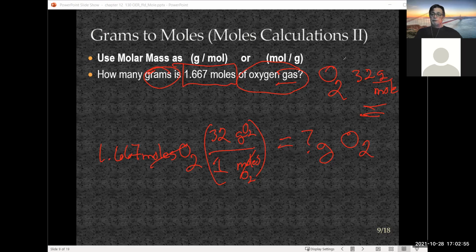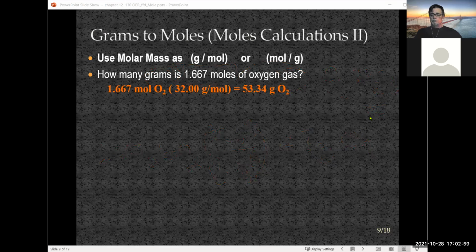Okay. Let me clear this so we can see what they did. And there we go. So 1.667 moles of oxygen weighs 53.34 grams. Okay. Now, with respect to sig figs, we're still going to use sig figs here.